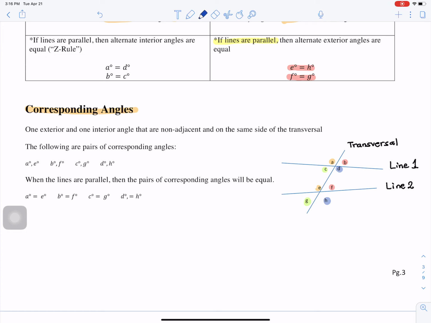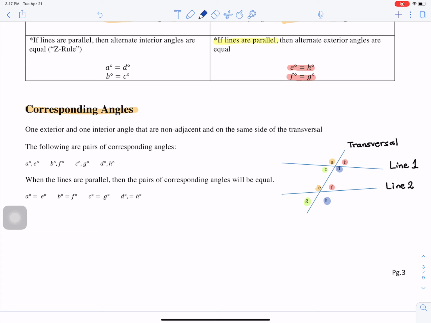So the orange with the orange are the same. The top left of line 1 and the top left of line 2, which I've labeled A and E, are called corresponding angles. The top right of line 1 and the top right of line 2, which I've labeled B and F, are corresponding. The bottom left of line 1 and the bottom left of line 2, I've labeled them C and G. They're both highlighted in green. Those are corresponding. And D and H, which are the bottom right of each line, are colored in blue.